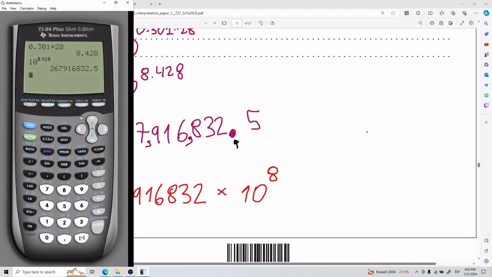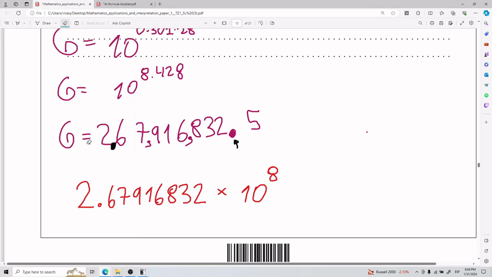For example, take this long number, just the decimal form, so you guys understand the idea. If I take 2.67916832 and multiply it by 10, what's going to happen to the decimal? It moves one over. What if I multiply by 10 again? It moves one over again. What if I multiply by 10 squared? How many times is it going to move? Kapow! It moves twice. So that's what it's doing.